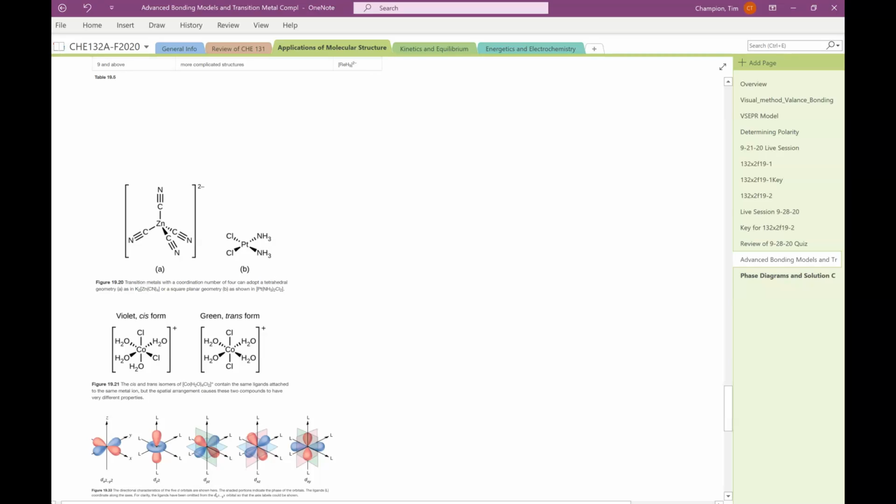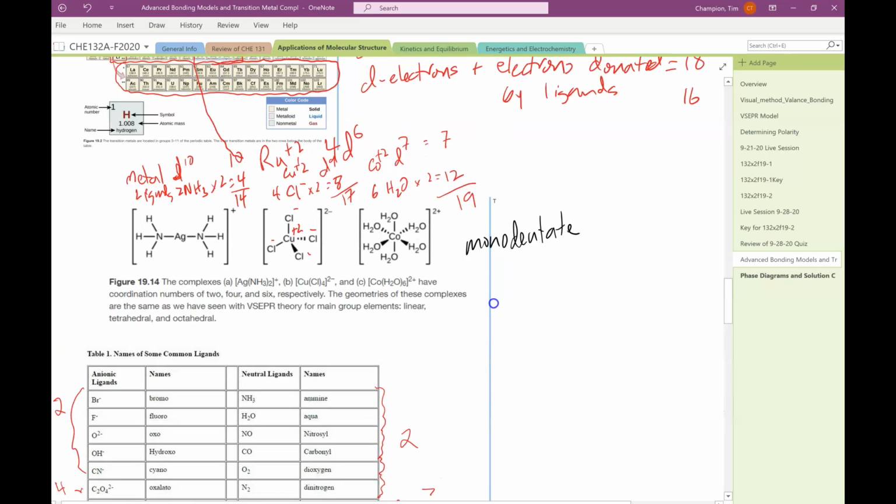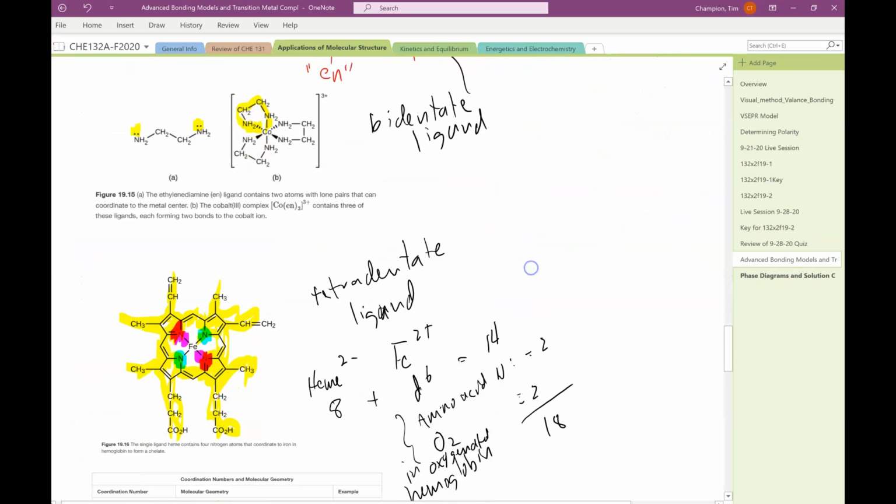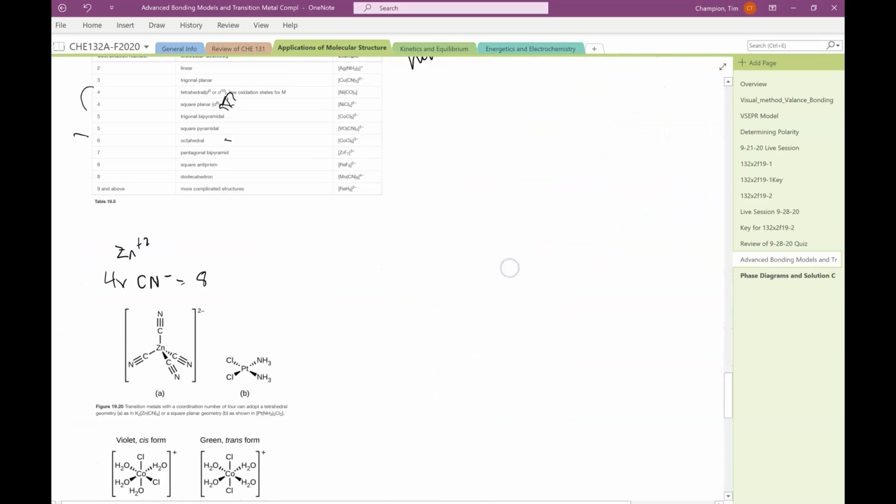Zinc with 4 cyanides. Cyanide is a -1 ligand. There's 4 of them, so that's going to be -4 charge. If the cyanides are all -1, then zinc has to be +2 for this to be -2 overall. And if I go back and look on my periodic table here, zinc ends in d10, which means we have 10 d electrons in the +2. So this would be a d10, and that would give me 18 electrons there.